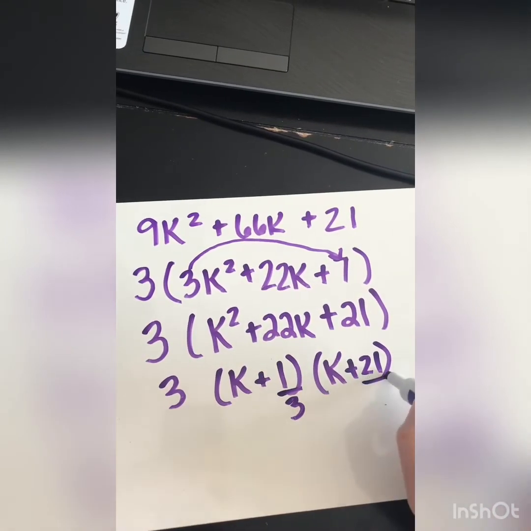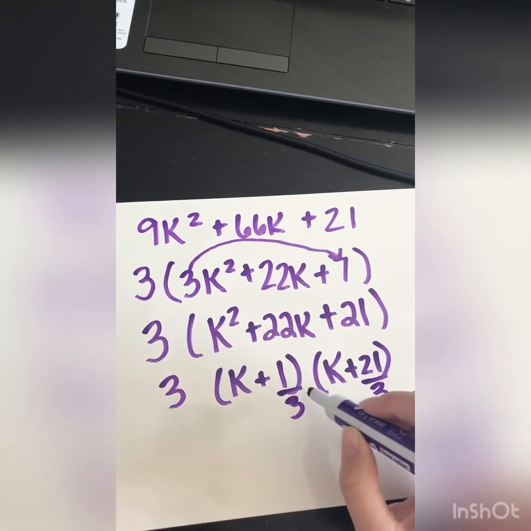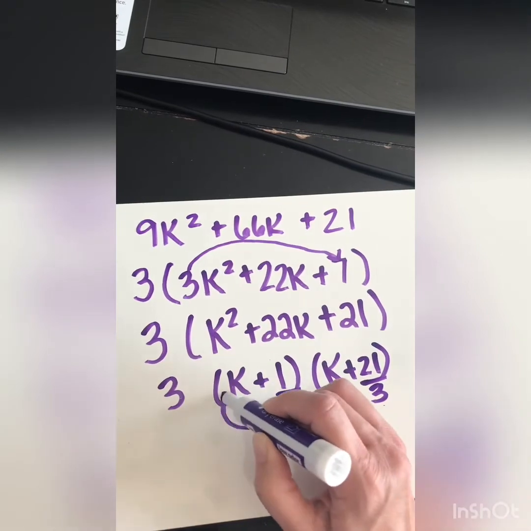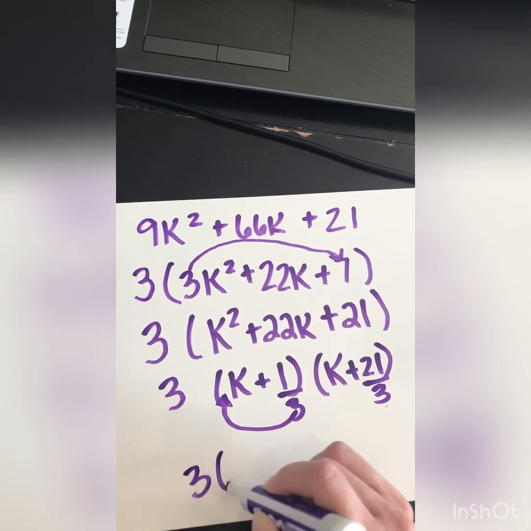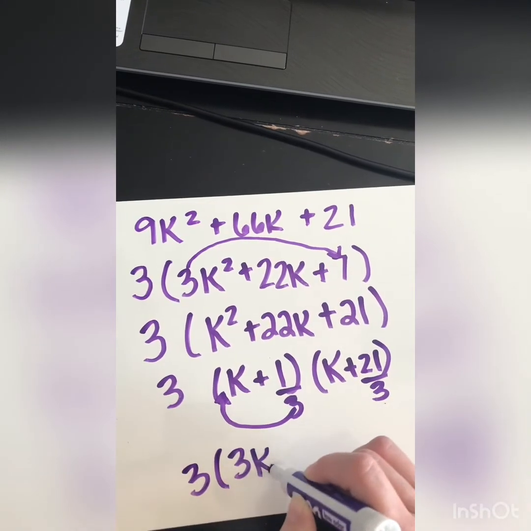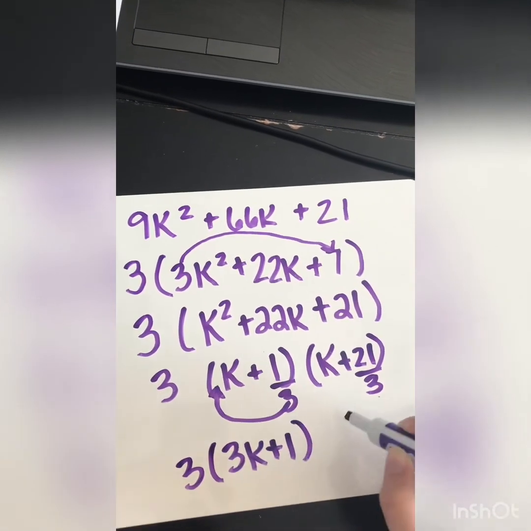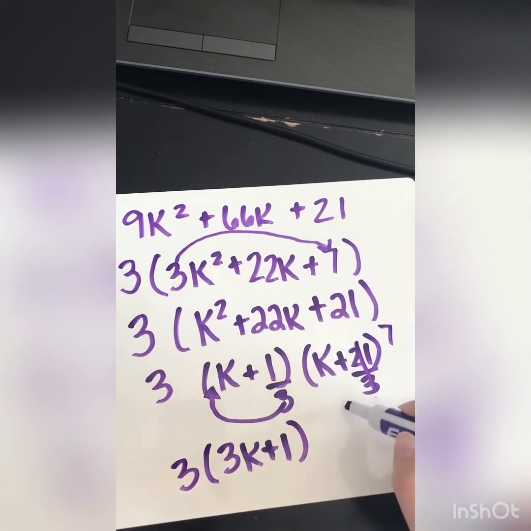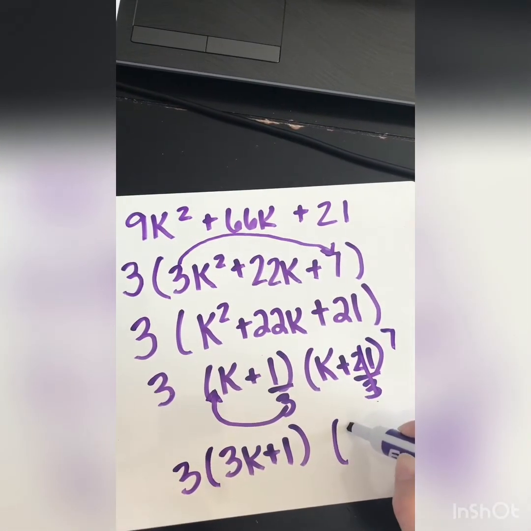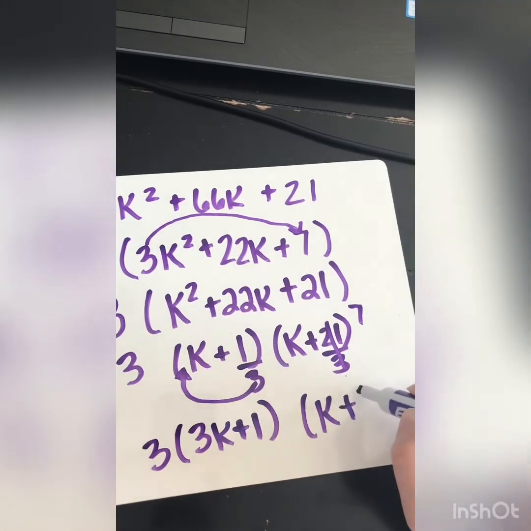So I'm going to divide each side by 3. And this is where I slide this up to the top here. So I'm going to have 3 times 3k plus 1. And then 21 divided by 3 is just 7. And that's going to be times k plus 7.